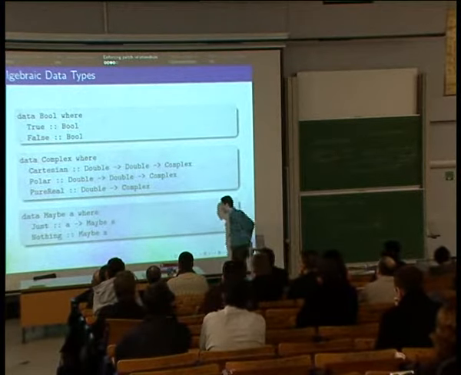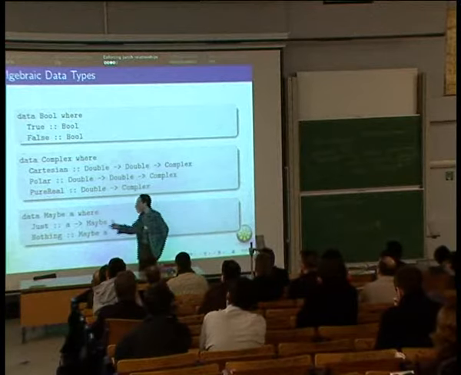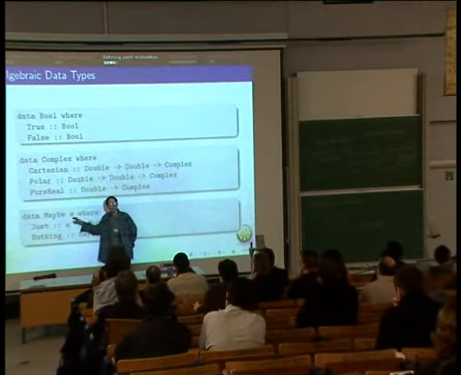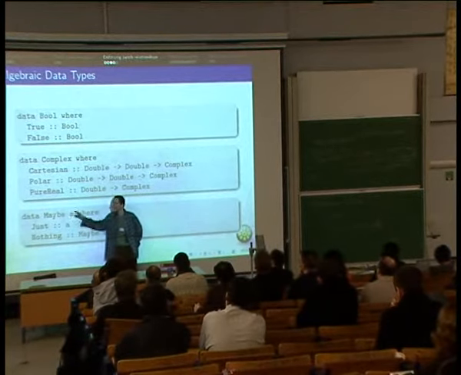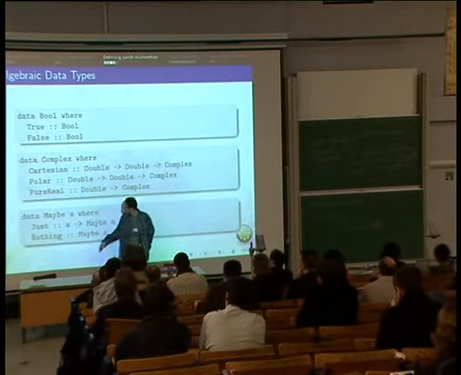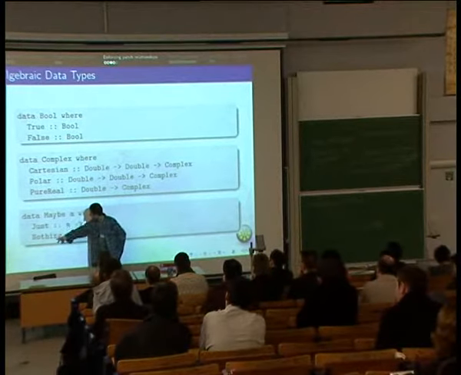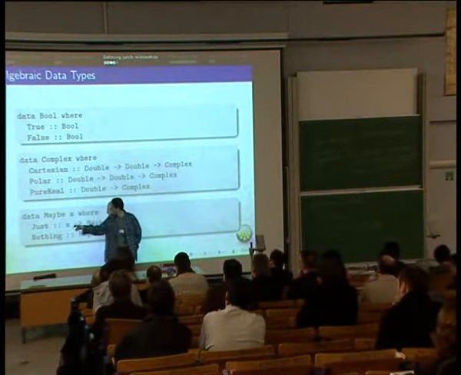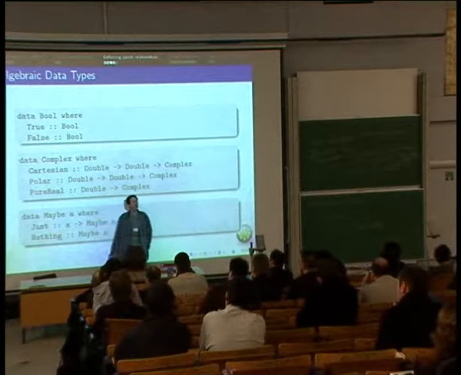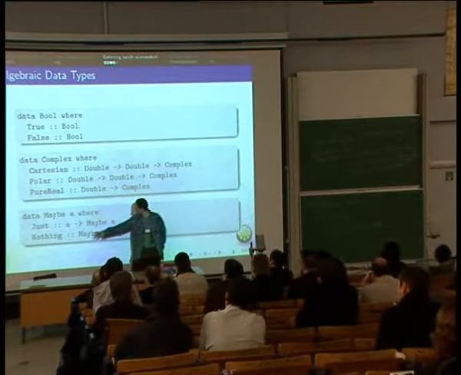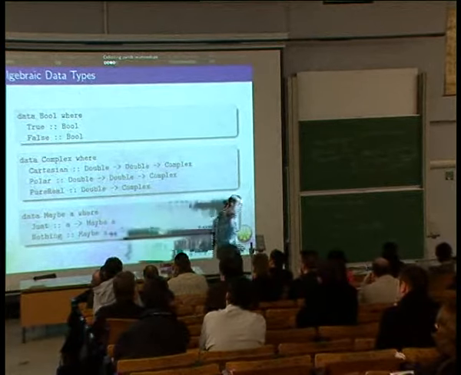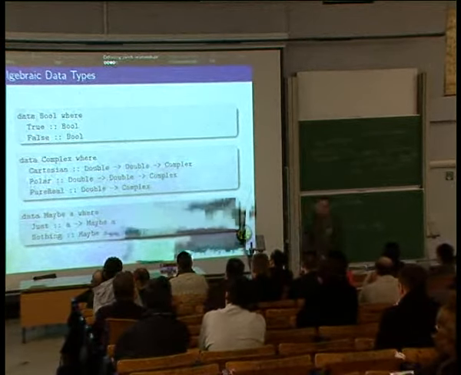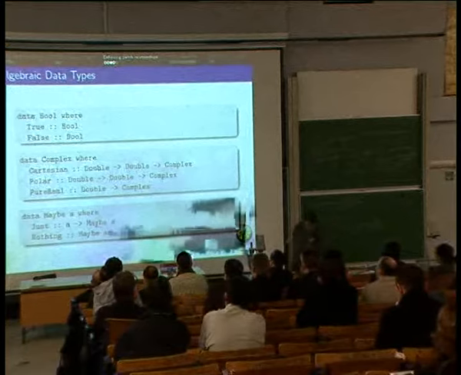Algebraic data types also allow you to have arbitrary types involved in them, and this is where we start getting more interesting. So Maybe A here, where A is a type variable, has two constructors. This is in standard Haskell. One of them is either you have just an A, or maybe you have Nothing. And the type of each of those is Maybe A. Okay? This is how we can define somewhat more interesting types.